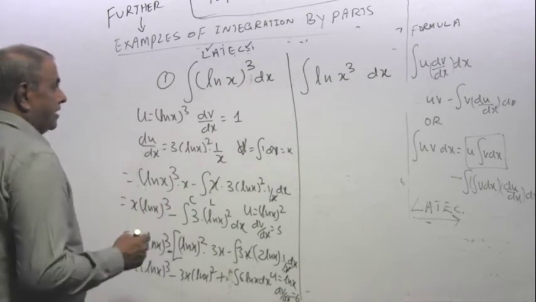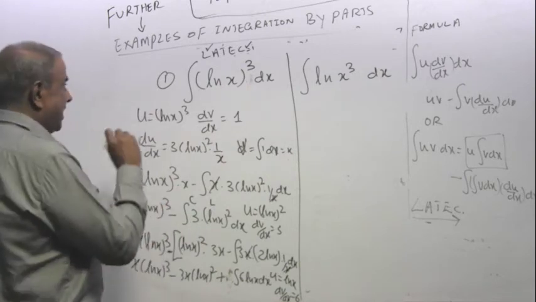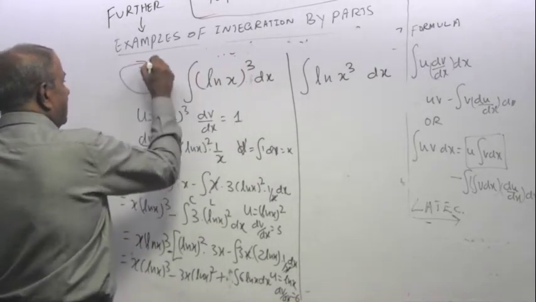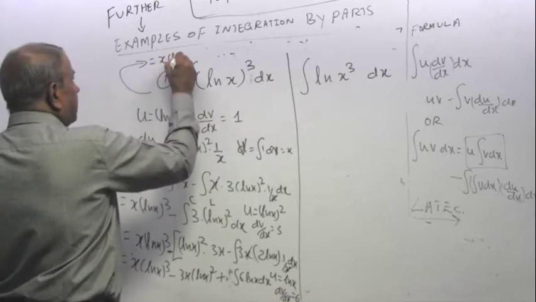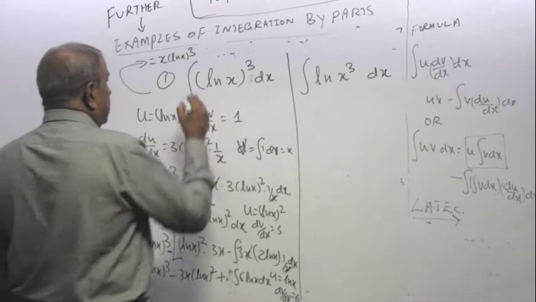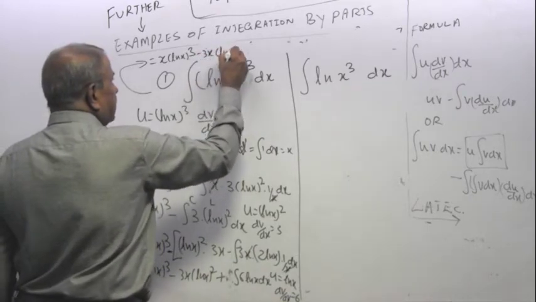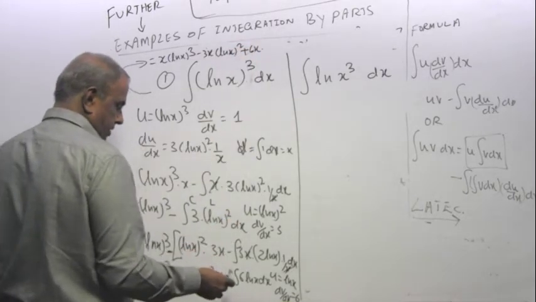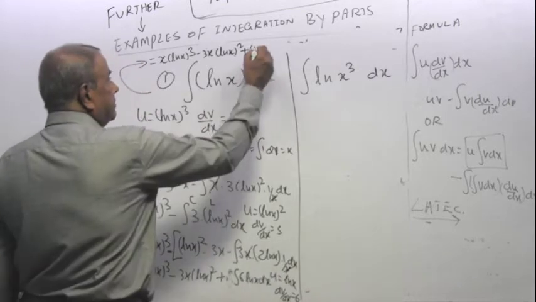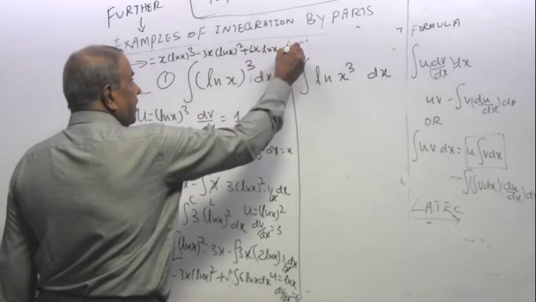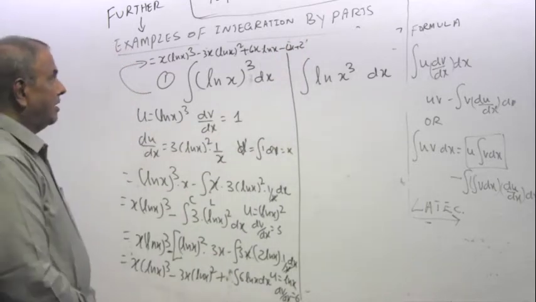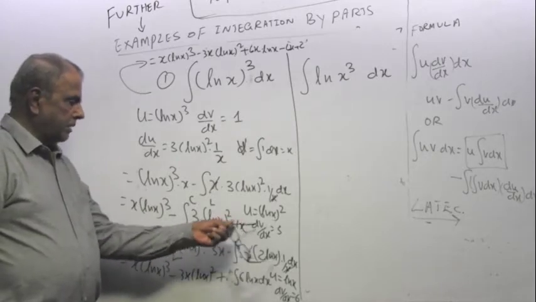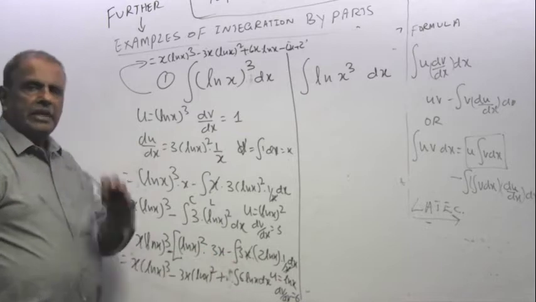So the answer becomes, where shall I write it? I think I'll write it here. Equal to x times ln x the whole cube minus 3x times ln x the whole squared plus 6x times ln x minus 6x plus c. I'll leave you to figure out how I got the last bit. At each stage, apply integration by parts for that, apply integration by parts again for that. That means I have applied it 3 times.